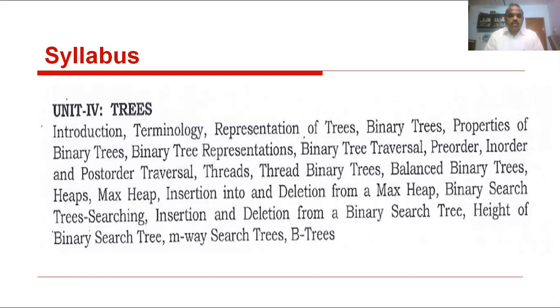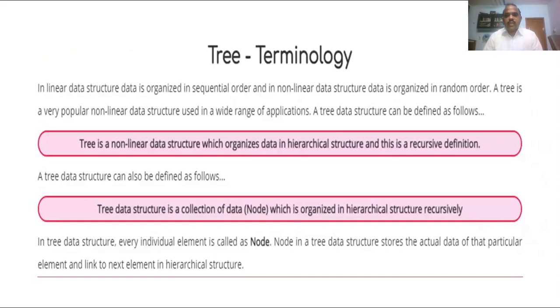So, in yesterday's class, tree terminology: what is a tree? A linear data structure has data organized in sequential order, and a non-linear data structure has data organized in random order. Clear? A tree is a very popular non-linear data structure used in a wide range of applications. The first definition: a tree is a non-linear data structure which organizes data in a hierarchical structure, and this is a recursive definition.